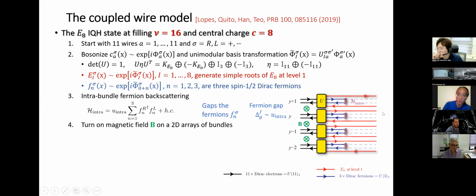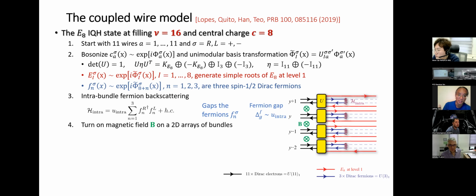And then what we're going to do here is to turn on a magnetic field. The reason for that is to allow us to backscatter the E8 sector between wires. So normally, if you do not have a magnetic field, the right and left sector of the E8 will carry different momentum in the x direction.